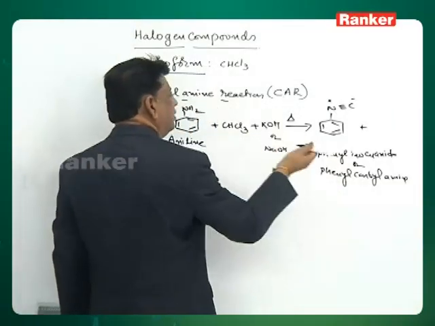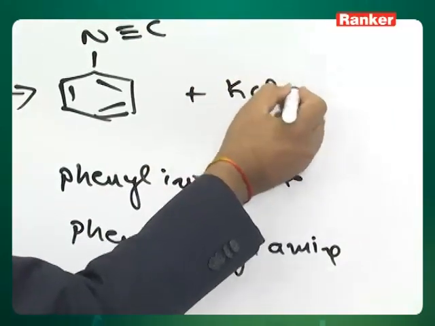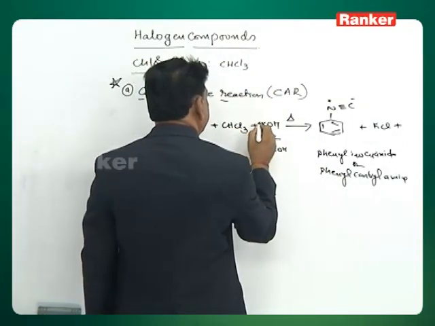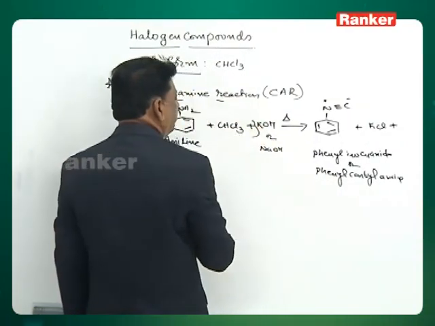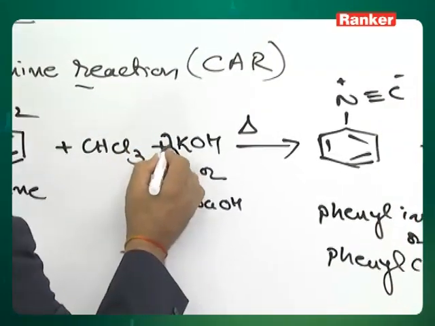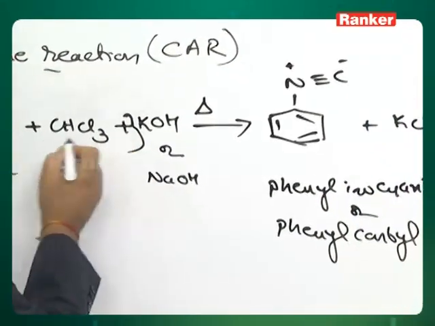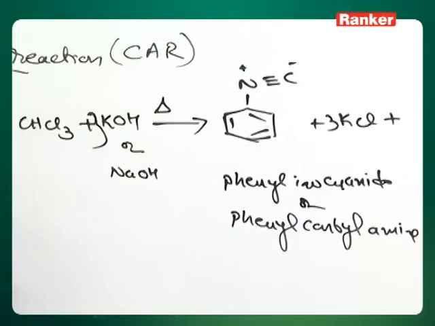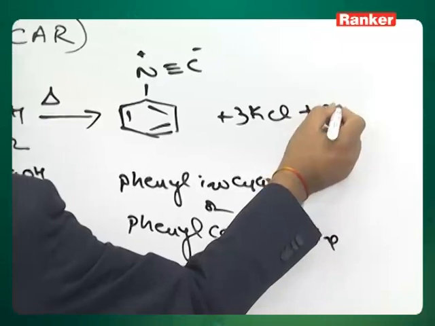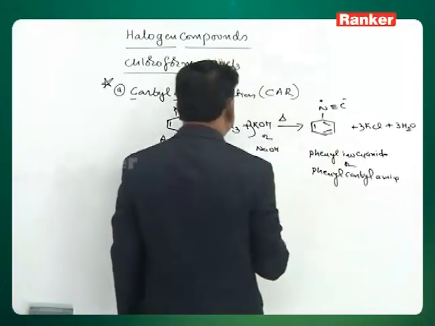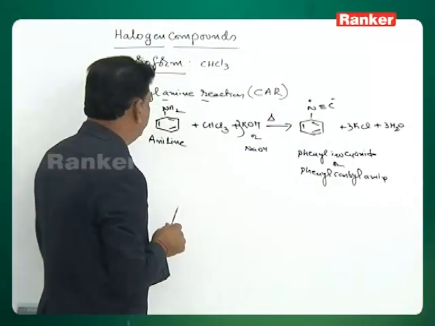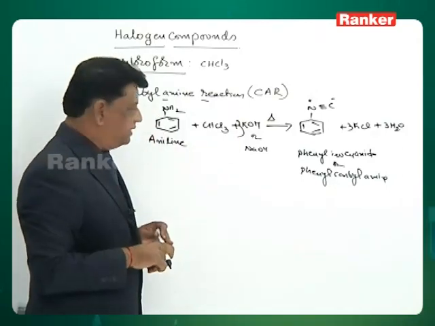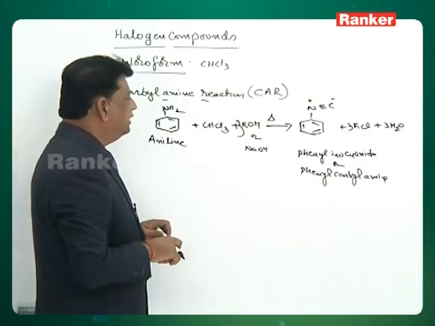The K will become into KCl, and if you take 3 KOH, 3K and 3Cl, 3KCl is formed. 3OH and here 1OH, here 2H, 3H2O is formed. What remains is the carbon of the chloroform and the N of the aniline becomes into NC. It is a balanced equation, however, but it is not that simple.